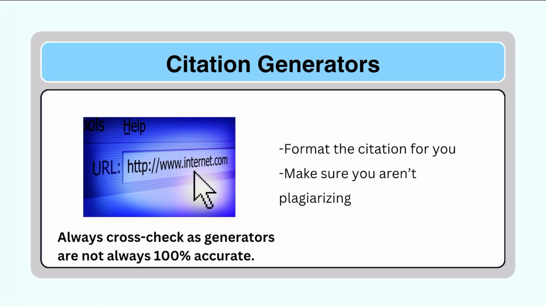Now, citation generators can also be used. I will list some that I like, but they will format the citation for you. They can also make sure you aren't plagiarizing. So go through your work to ensure that what you're quoting is accurate and that you're not forgetting to quote information. It's very important that you write using your own words, and when you are using your sources, you are giving them credit. But you must always cross-check. Generators are not always 100% accurate.